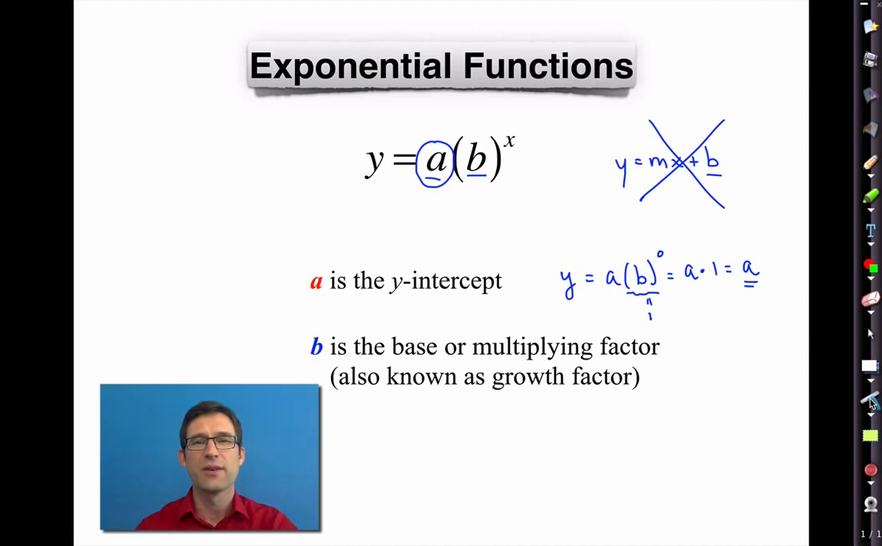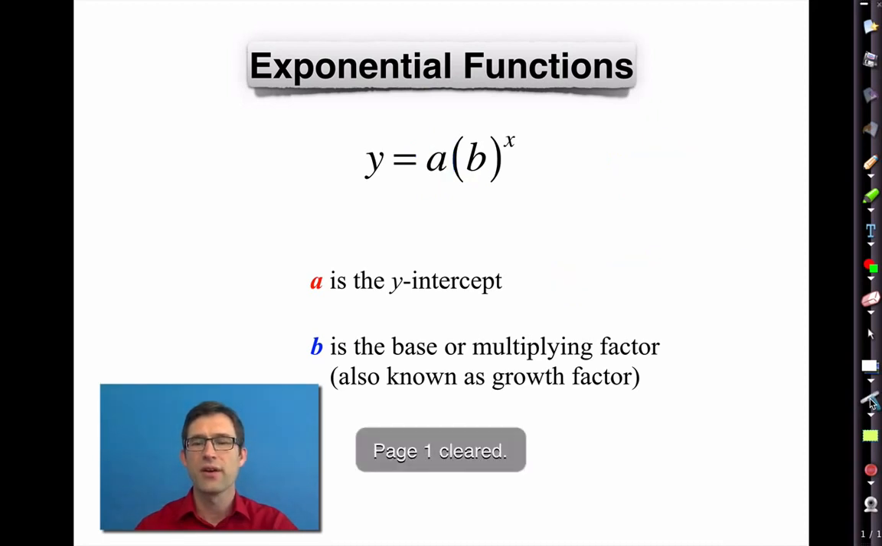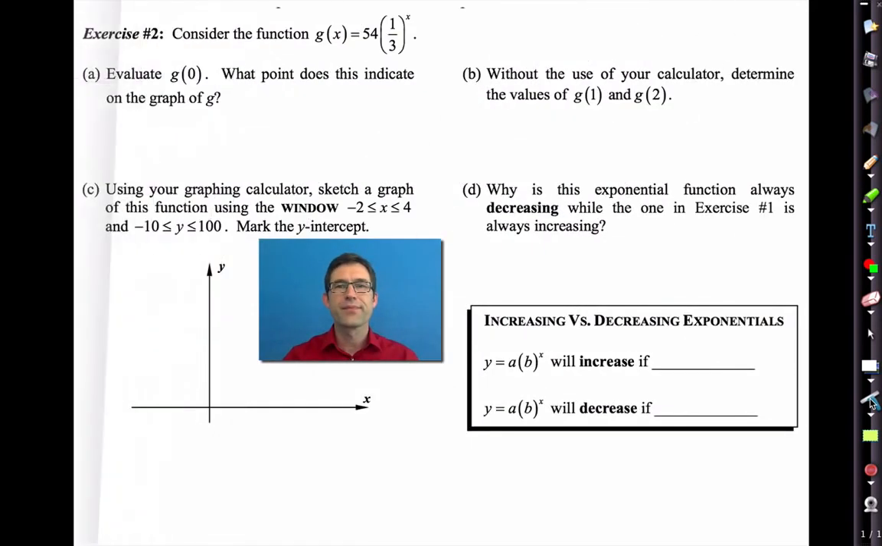All right, let's do it. Okay, that's gone. So let's get into some problems now. Okay, exercise number 2 says consider the function g of x equals 54 times 1/3 to the x. Okay, letter A says evaluate g of 0. What point does this indicate on the graph of g? Why don't you go ahead and do that?